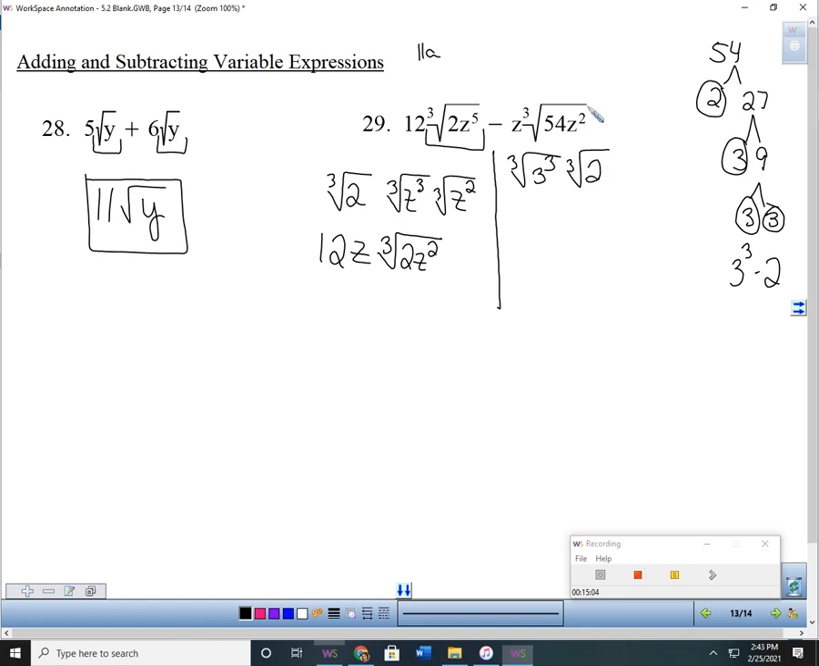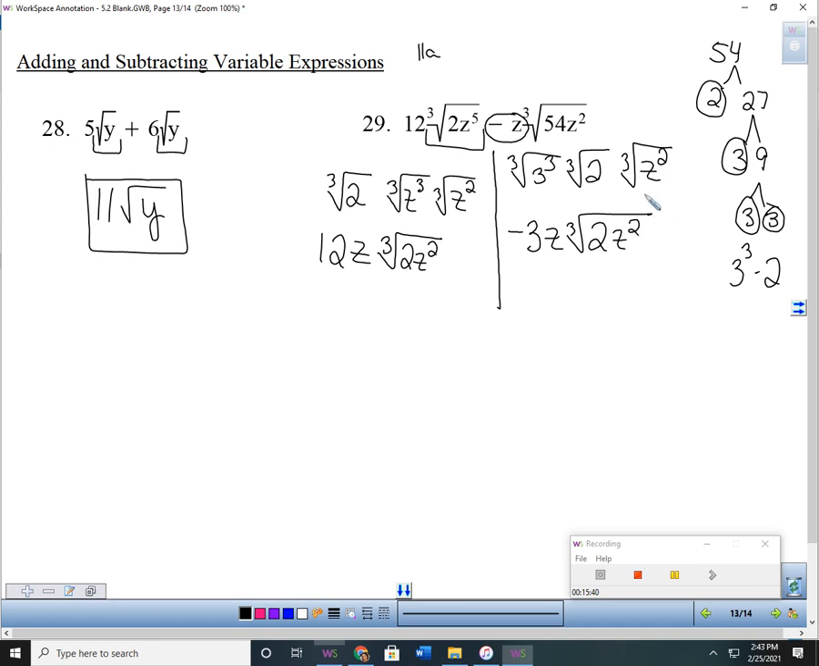Now, can I split the z to the second? No, because that power is smaller than my root number, right? So it just stays underneath. So the only perfect cube root I have is this one up front. And what are you going to have to multiply that by? This negative z, right? So the cubed root of 3 cubed is 3 times a negative z would be negative 3z. And then underneath the cube root, you have 2z squared.